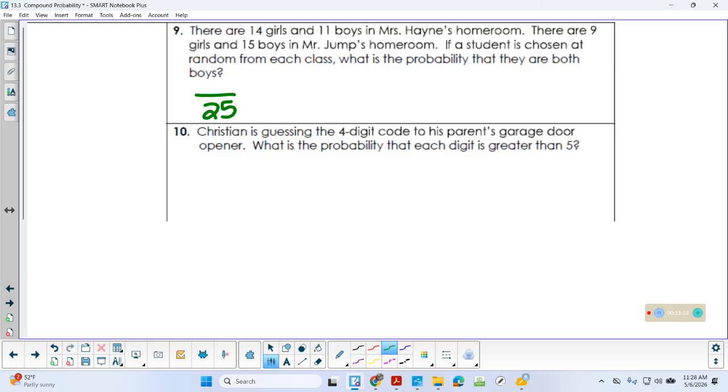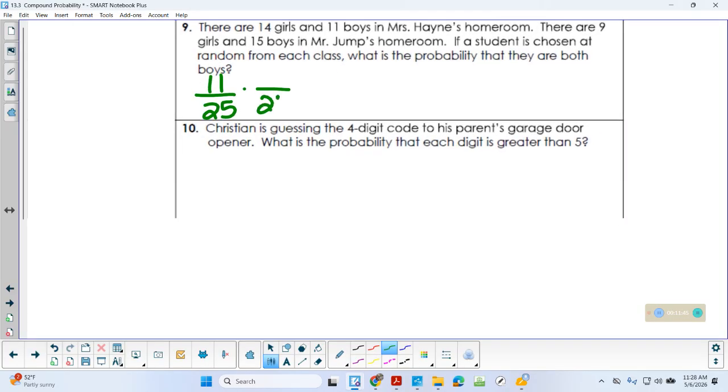Our favorable outcomes. Now we do have a fun little thing to talk about. If we're talking about Mr. Haynes, there's a total of 25 kids, and now we're talking about Mr. Jump. Here's an easy question for you: how many boys are there in Mr. Jump's homeroom? They're down to 24, because we already picked one there. And what's the favorable outcome in Mr. Jump's homeroom? 15. Because they're both boys, we took a boy out of the total because we're doing the same thing. Okay, you can multiply it, simplify it, all the things. You end up with 11 over 40.